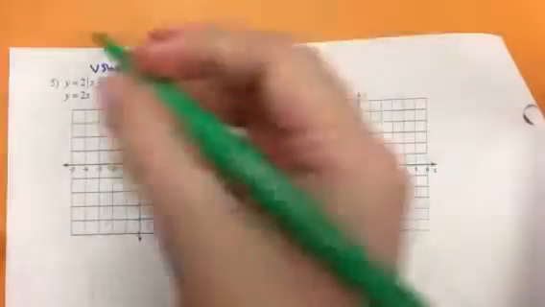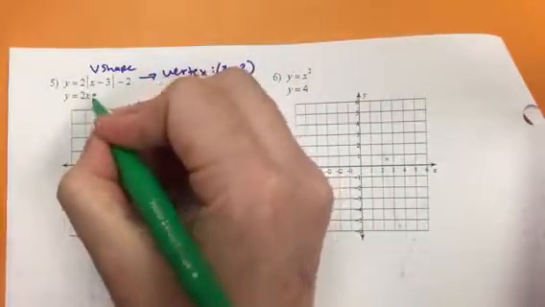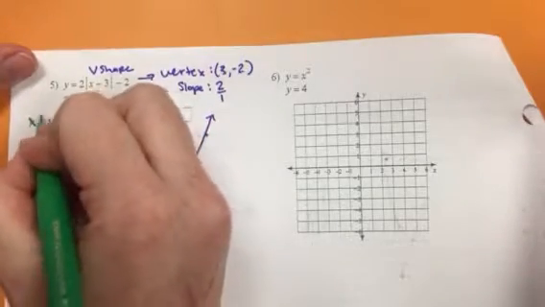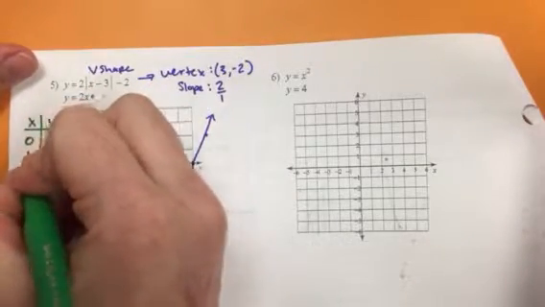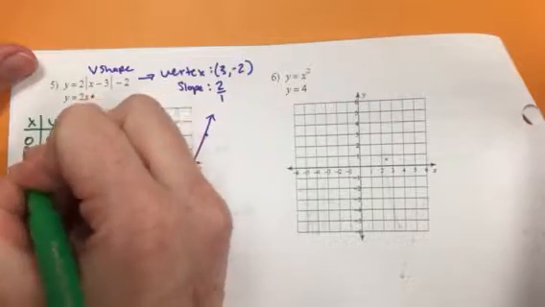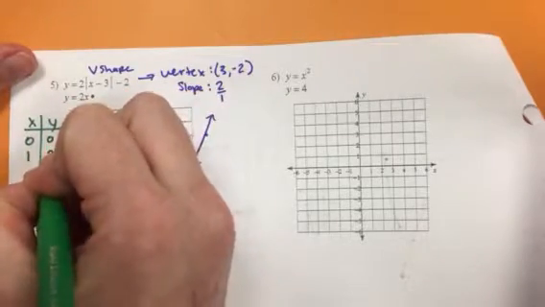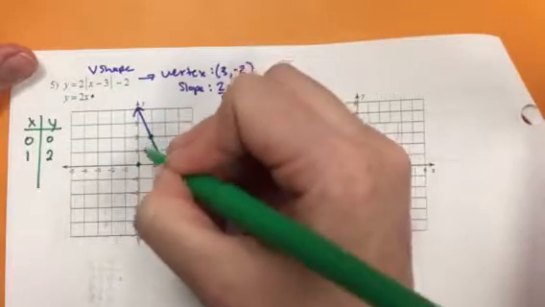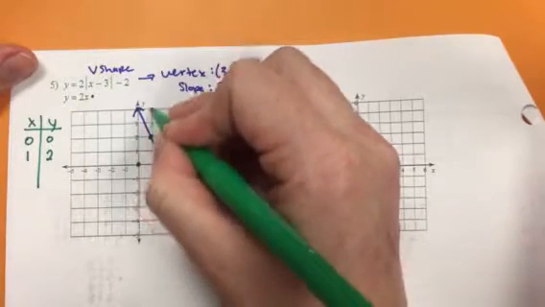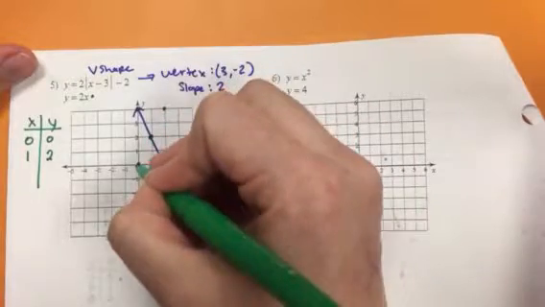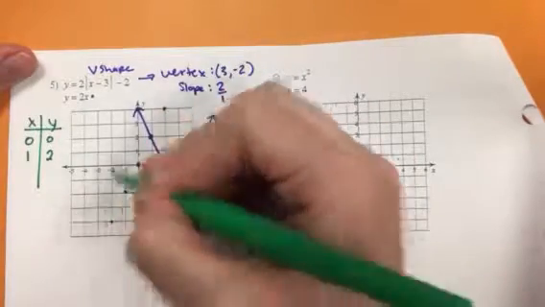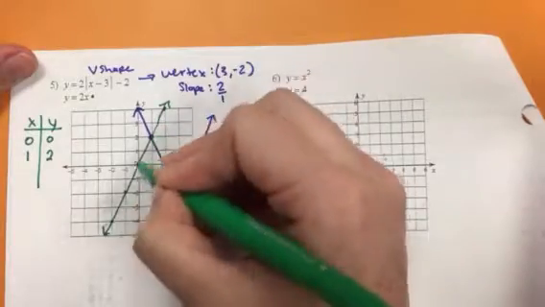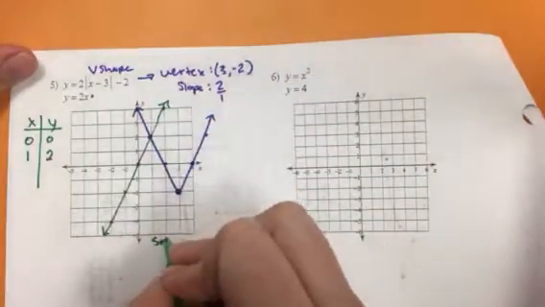Now I have to graph my line. If you struggle with 2x, sometimes it helps just to make a table and plug numbers in. So if I plug in 0, I get 0. If I plug in a 1, 2 times 1 is 2. 0, 0, 1, 2, and then it would follow the same pattern. Down 2 over 1, down 2 over 1. And you will notice that it touches at 2.